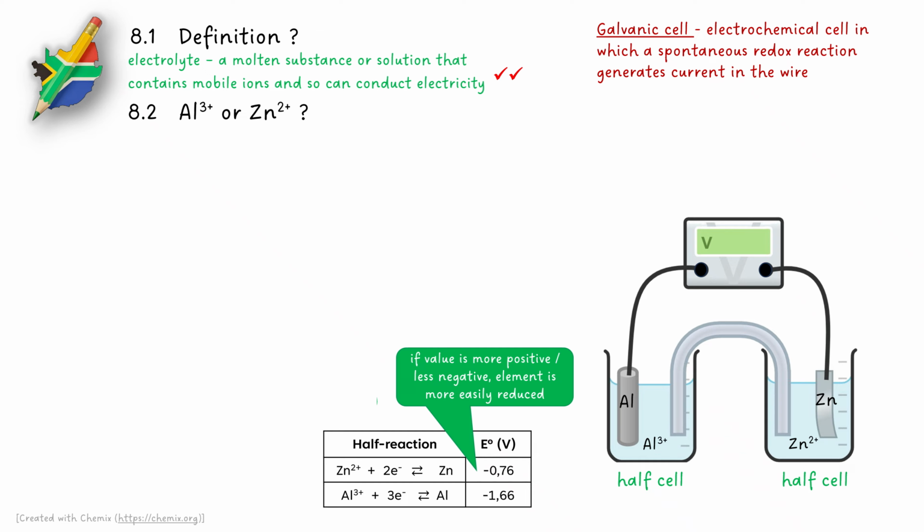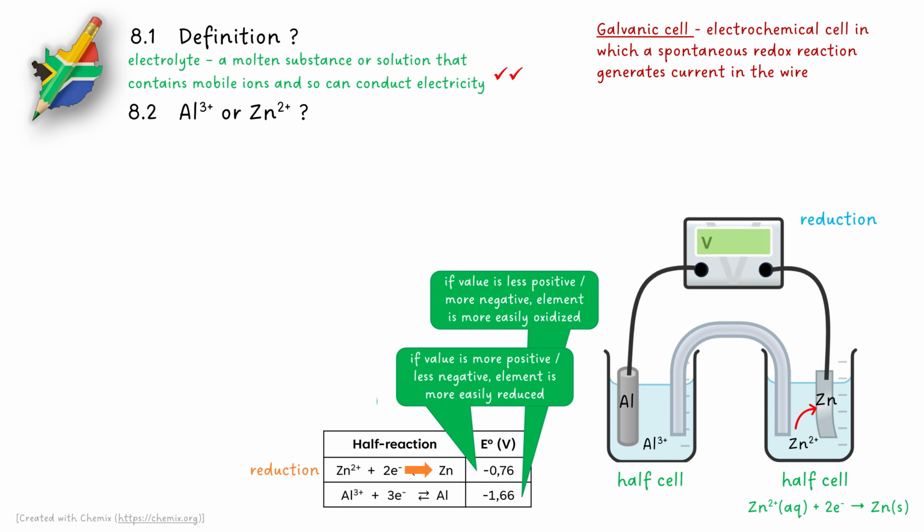Now, the more positive or less negative an electrode potential value is, means the element is more readily or more easily reduced. So zinc 2+ ions will be reduced to zinc metal and will come out of solution, and their concentration will decrease over time. Zinc will plate onto the zinc electrode. This is the half equation happening in the zinc half cell.